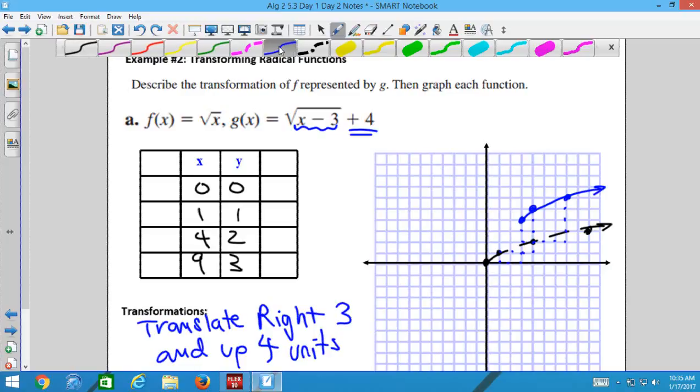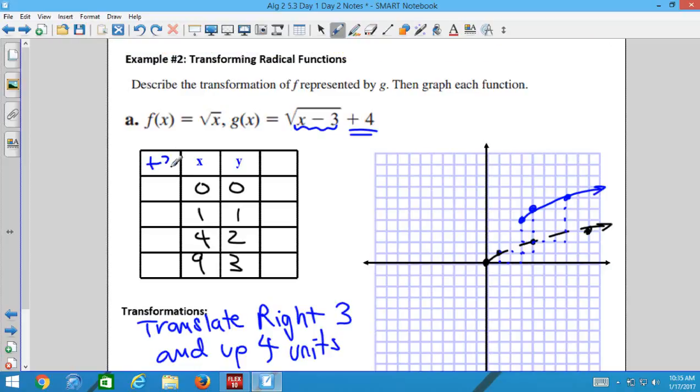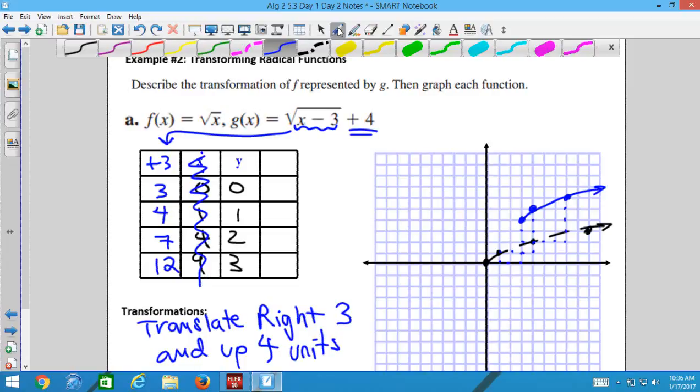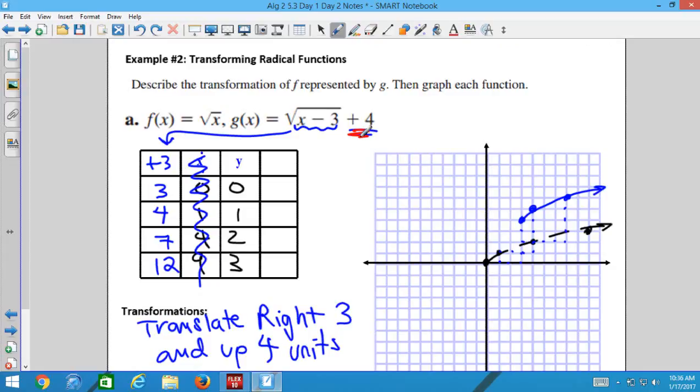Remember on the x side, we would add 3, because that's what it means to write minus 3. And you do the opposite of what we're doing with the x. So you just add 3 to all the x values. So we have 3, 4, 7, 12. That would replace those x values. And then for the y, since it is a plus 4, you would do the same thing. Add 4 and you get 4, 5, 6, 7. That would replace the y values. And then you graph the new ones, which we've already graphed. So you can do it using a table, or you can do it using transformation. It's your choice. Okay?